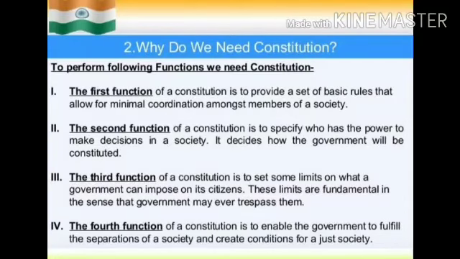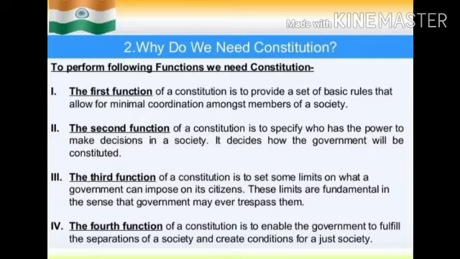The second function we have studied is to specify who has the power to make decisions in a society and how the government will be constituted. And the third function we have studied is to set some limits on government. Now today we will try to find out what is the fourth function of a constitution.